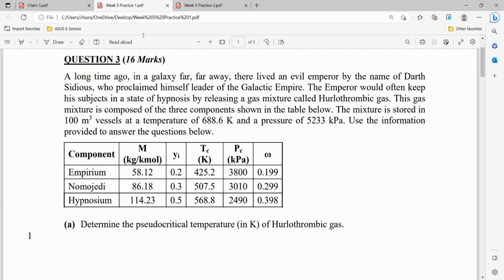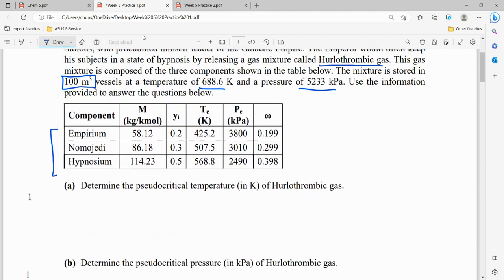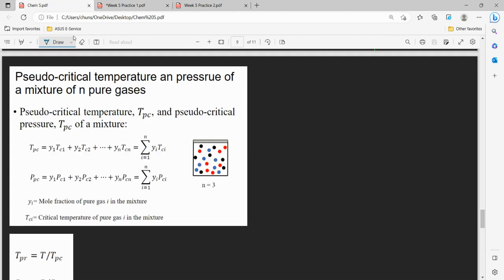Okay, so this is a midterm example from a while back. There is a gas mixture called hydrothermal gas, and it's composed of 3 different components, which are specified here, stored in 100 cubic meter vessels at a specific temperature and specific pressure. So we need to determine some properties below. So pseudocritical, we just talked about that, so let's just move on with that really quickly.